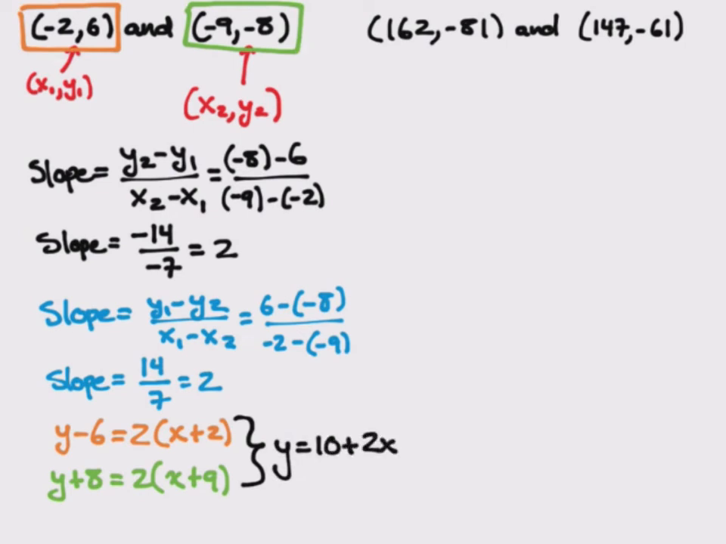All right, so now why don't you take a crack at finding the equation for the line containing the points 162, negative 81, and 147, negative 61. I would say don't worry about putting the equation in slope-intercept form. If we can get it in point-slope form, that should be good enough. So why don't you pause the video and take care of it, and when you're done, play the video and we'll reconvene.